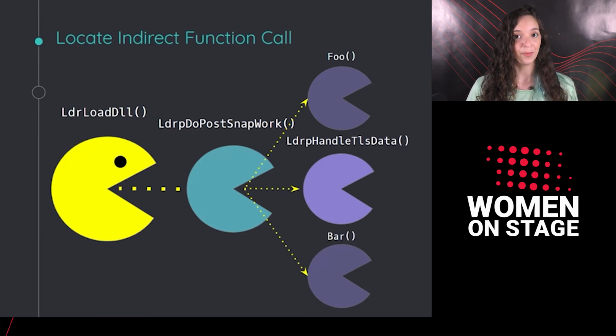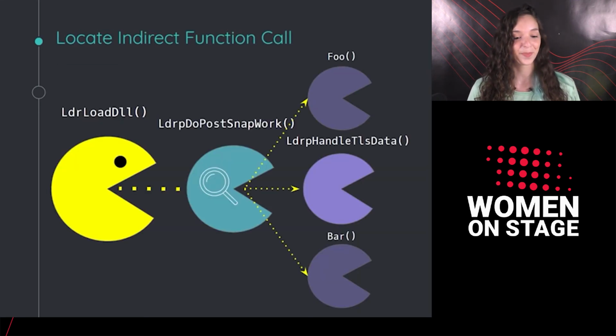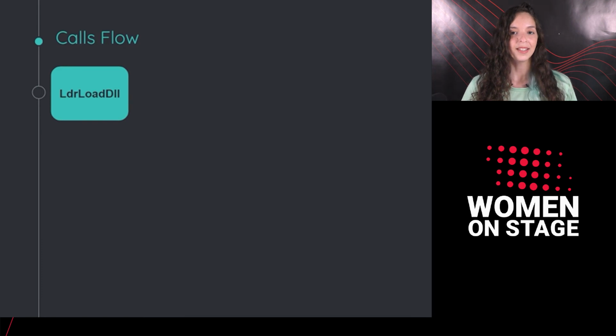But remember this picture? Well, we found a way to find our target function, but how can we find the function that calls it? And the function that calls her, and so on and so on. So the answer is exactly the same. Now let's take a look at the calls flow. And this is our exported function in our case, LdrLoadDll.